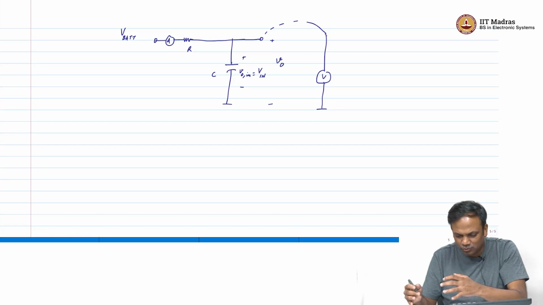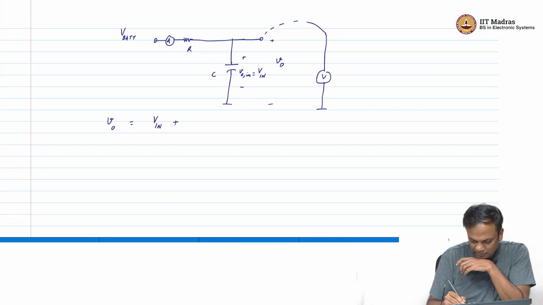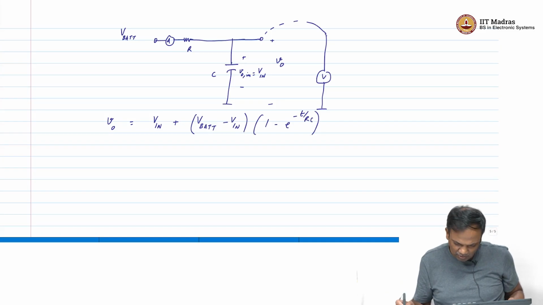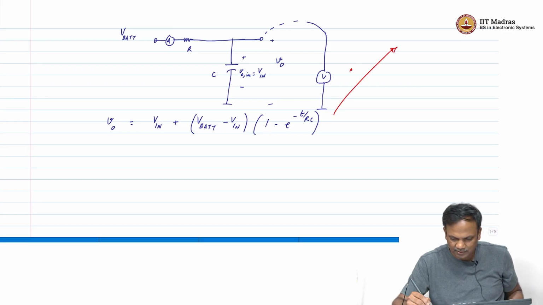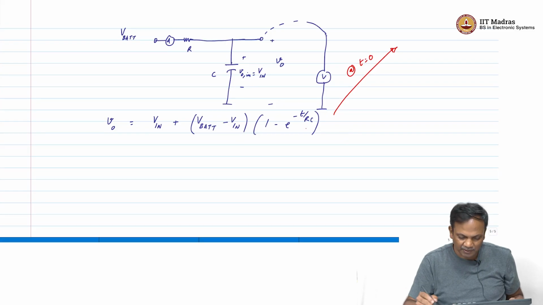I am not going to work through every step, but I think you know that V out is equal to V in plus V bat minus V in into 1 minus e to the minus t by RC, right. Let us quickly check to make sure I wrote it correctly. Now at t equal to 0, what happens? E to the minus t by RC goes to 1, so this term completely vanishes. So, I get V out equal to V in.